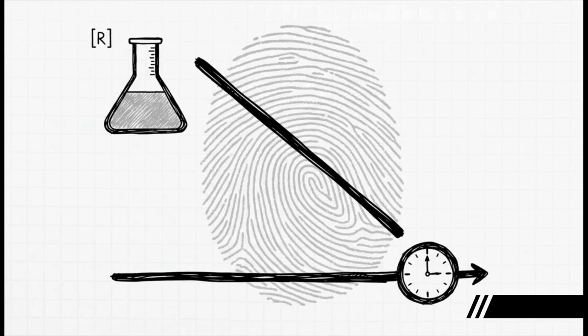And here's what that looks like on a graph. If you plot the reactant concentration against time, you get this perfect, straight, downhill line. This is its visual fingerprint. If you see this graph on your exam, your brain needs to light up and scream, zero order.